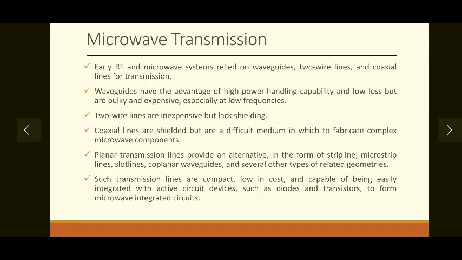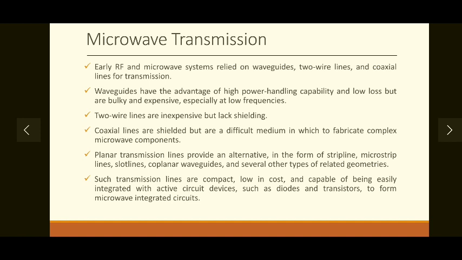Now one major point is which one to choose. Early microwave systems relied on waveguides or two-wire systems or coax cables for transmission. Each one had its advantages and disadvantages. For example, waveguides had high power handling capability and low loss. But they were also bulky and expensive, which was not desirable, too expensive for such low frequencies.